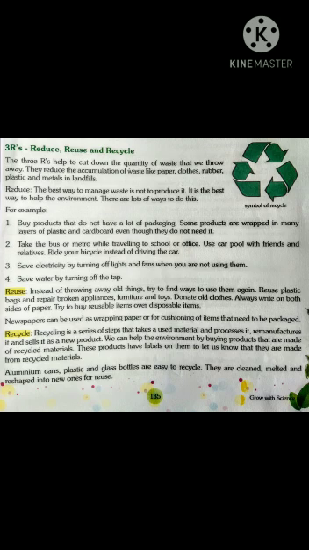Now let's read 3 R's: reduce, reuse and recycle. The 3 R's help to cut down the quantity of waste that we throw away. They reduce the accumulation of waste like paper, clothes, rubber, plastic and metals in landfills. Reduce. The best way to manage waste is not to produce it. It is the best way to help the environment. There are lots of ways to do this. For example, buy products that do not have a lot of packaging. Some products are wrapped in many layers of plastic and cardboard, even though they do not need it.